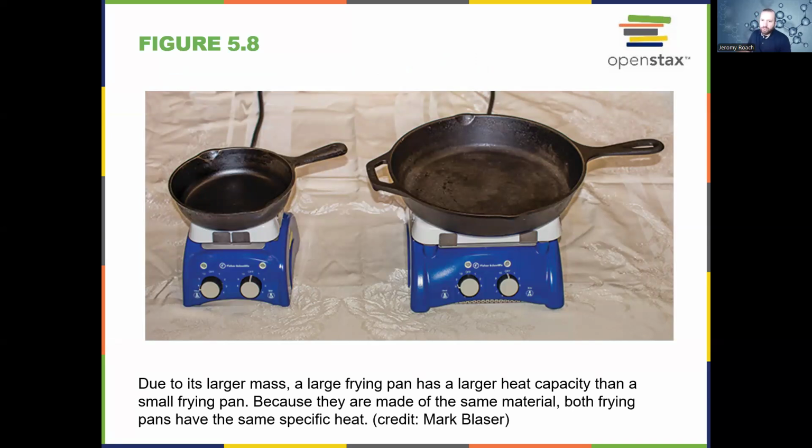And here we have these two frying pans. There's a large and a small cast iron pan. They have the same specific heat. So 1 gram of cast iron is still 1 gram of cast iron. Doesn't matter if it's on the bigger pan or the smaller pan. But they have different total heat capacities because the larger pan has more mass.